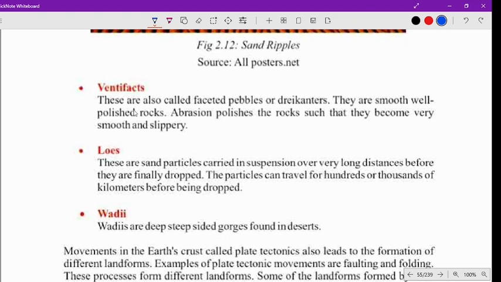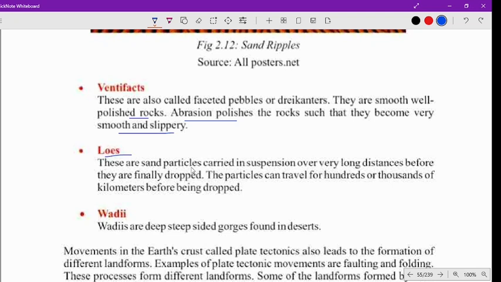Ventifacts. These are also called faceted pebbles or dreikanters. They are smooth, well-polished rocks. Abrasion, which is a wind action, polishes the rocks such that they become very smooth and slippery.